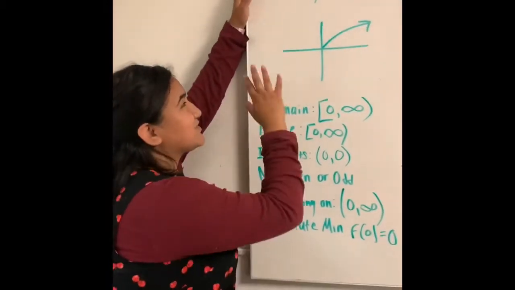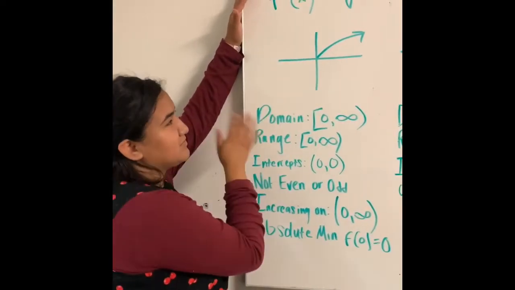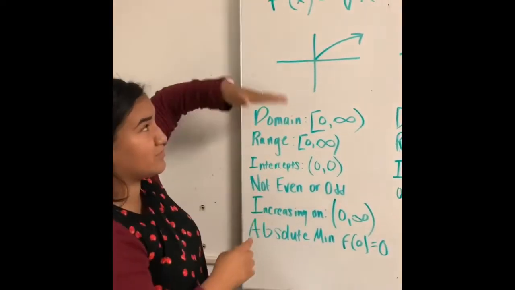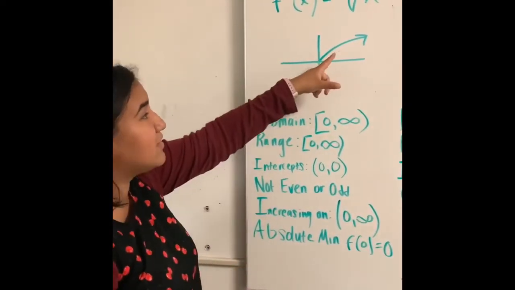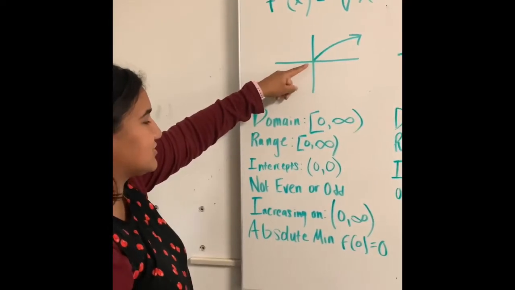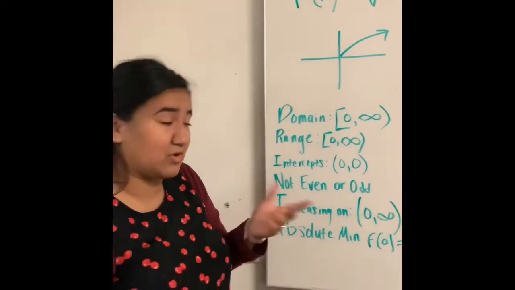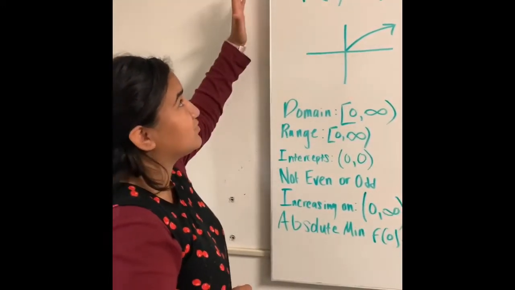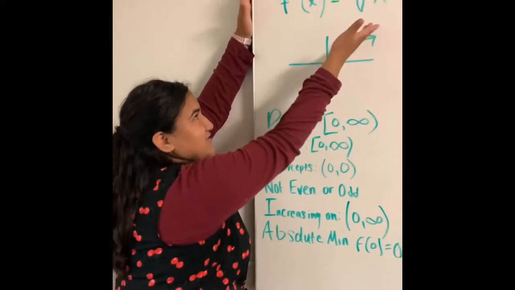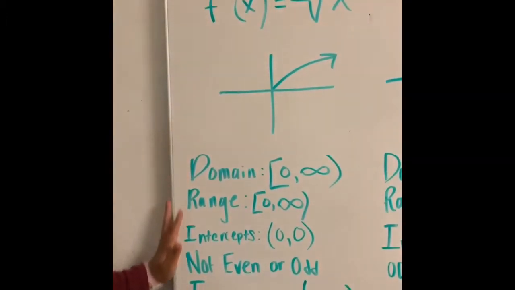Yeah. I'm watching. So, you know, as you can see, this is a square root function, and the domain is going to be left to right, so it's going to be from 0 to infinity. And then if you're going from up to down, which would be the range, it's going to be from 0 to infinity as well. And the line actually touches at 0, 0, which is why it would be the only intercept. It's not even or odd, and it increases at 0 to infinity. So this would be the square root function. As you can see, f of x equals square root of x. So take a look at that.